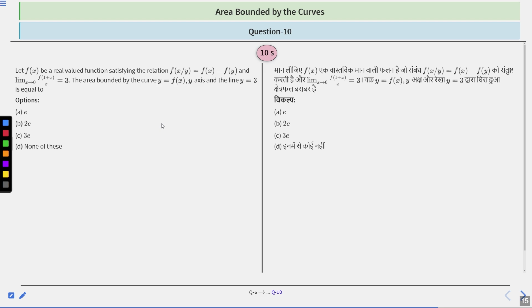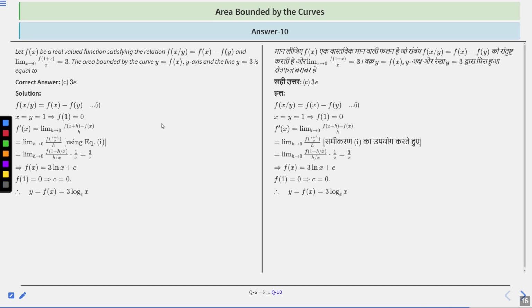You have 10 seconds to solve or think about this question. After 10 seconds, we will discuss the solution, okay? Okay, let's move to the solution part.